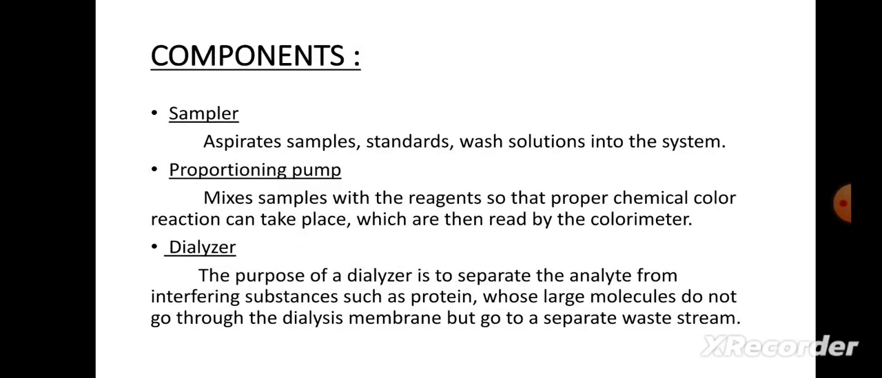First is the sampler. The sampler holds the sample. The proportioning pump regulates or controls the quantity of sample, reagent, air bubble, and diluent which should be passed to the dialyzer. Air bubbles are used to separate the sample and reagent from each other. Diluent is used for dilution of the sample. Reagent is used to form a color complex with the sample. The dialyzer consists of a semi-permeable membrane which is used to separate out protein-free filtrate from a sample.